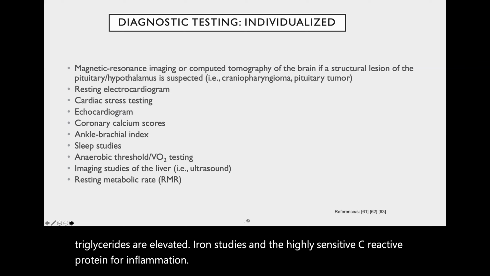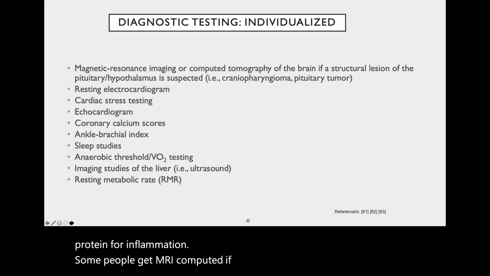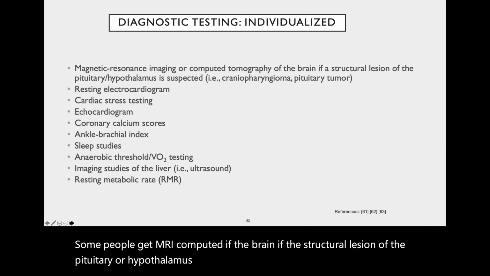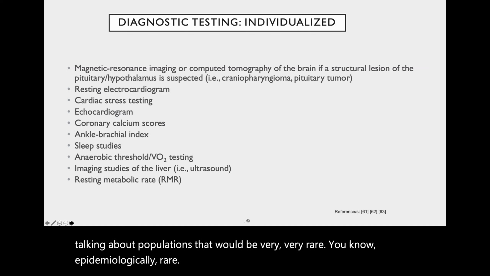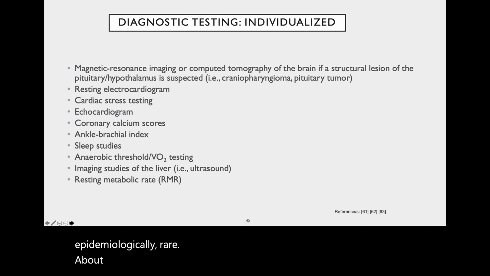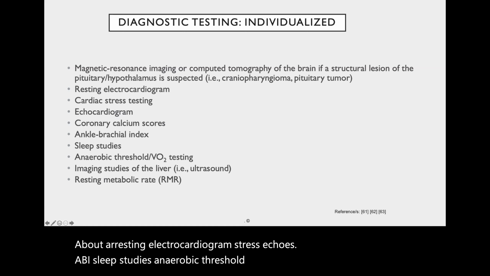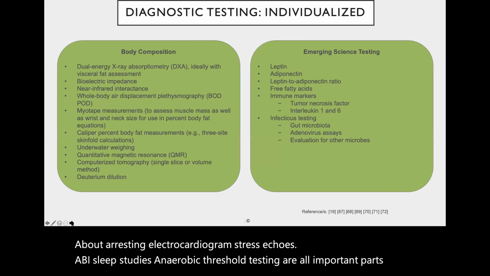Some people get an MRI of the brain if a structural lesion of the pituitary or hypothalamus is suspected. Now you've got to understand, we're now talking about populations that would be very, very rare, epidemiologically rare. Electrocardiogram, stress echoes, ABI, sleep studies, anaerobic threshold testing are all important parts of the full workup.